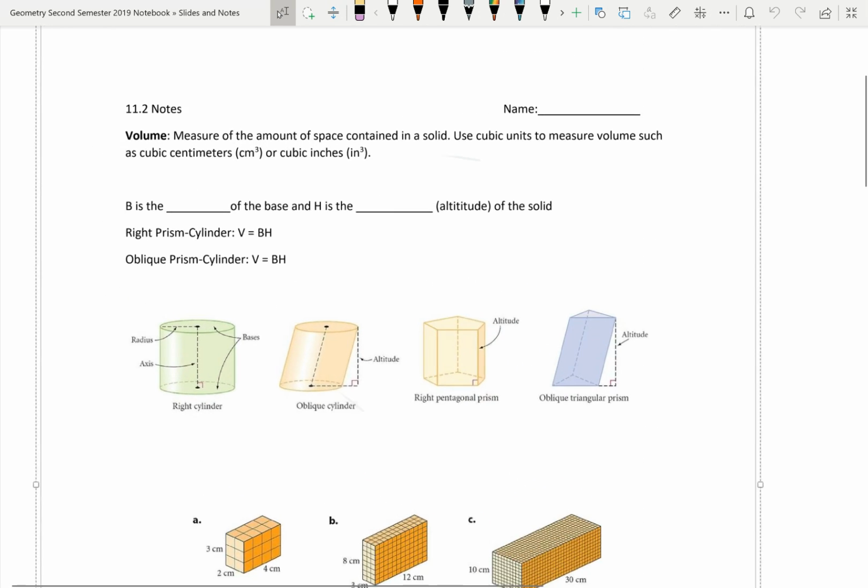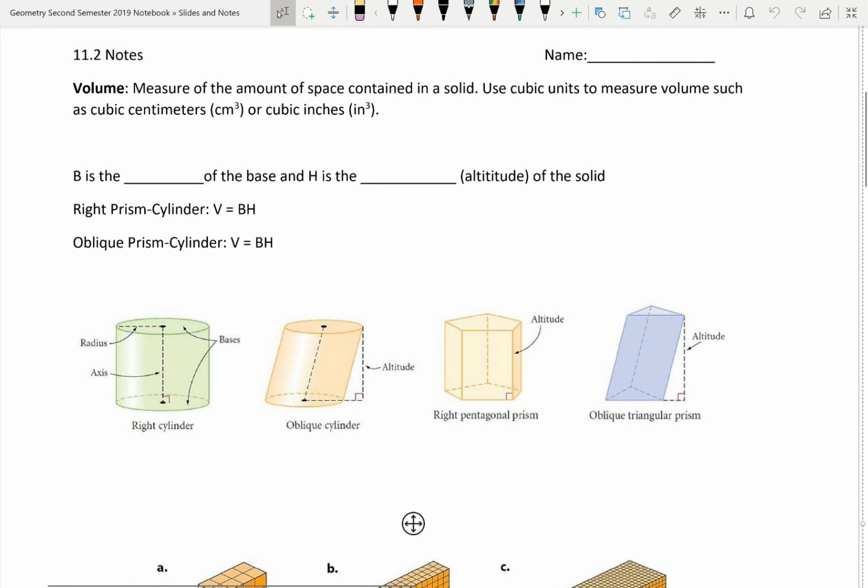Okay, this video is going to go over the notes for 11.2, finding the volume of cylinders and prisms. So volume is defined as the measure of the amount of space in a solid. And you're going to use cubic units to measure volume, such as cubic centimeters or cubic inches, or you could do cubic meters, cubic feet.